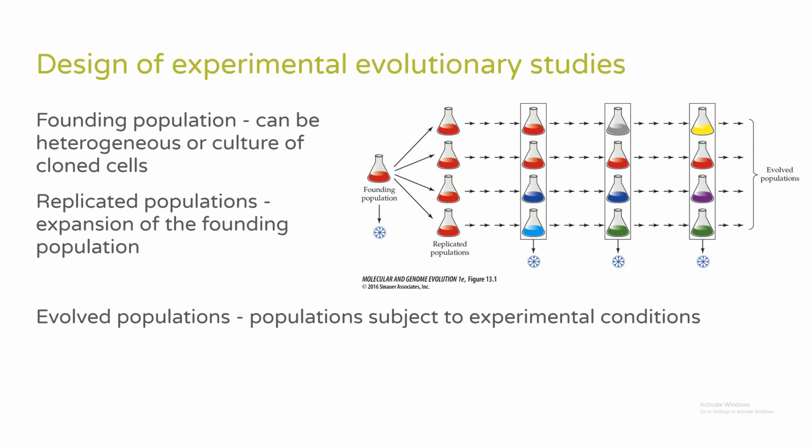The figure on the right side of the slide visually represents this. Snowflakes are used to indicate cryopreservation steps, and different colors in the flasks are used to represent populations that have undergone genetic change from the founding population, which is red in color. From these cryopreserved samples, analyses are performed to track the temporal dynamics of genotypic and phenotypic changes. These can be used to determine the evolutionary paths of mutation accumulation.